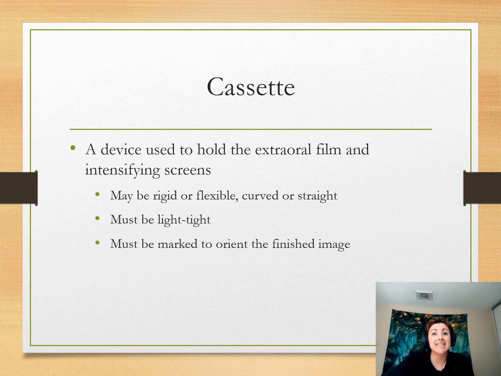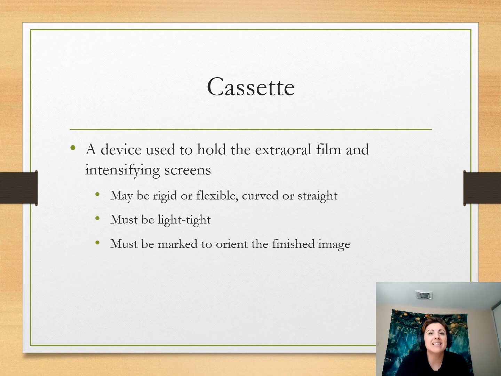Okay, so the cassette is what holds the film. It also holds a receptor for like a PSP plate as well. It holds the film and it holds an intensifying screen if you're using screen film, right? It can be rigid or flexible, curved or straight. The one that I used in an office was flexible, and so we would take it and wrap it around the little part of the X-ray thing, and so that was nice.